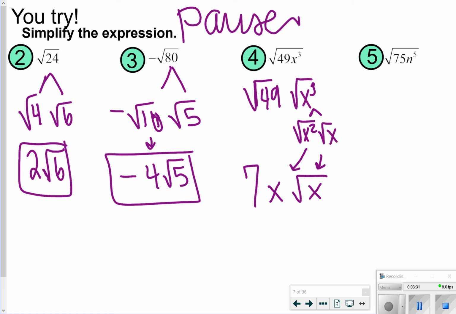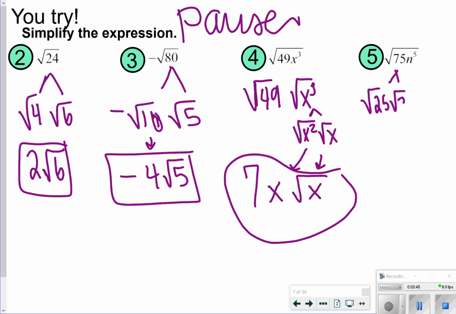So my answer for number 4 is 7x times the square root of x. The last one, number 5, we're going to do kind of the same way. 75 has the square root of 25 times the square root of 3, and then I'll just leave n to the fifth power on the outside for now. Square root of 25 is 5, and the square root of 3 we do not know.